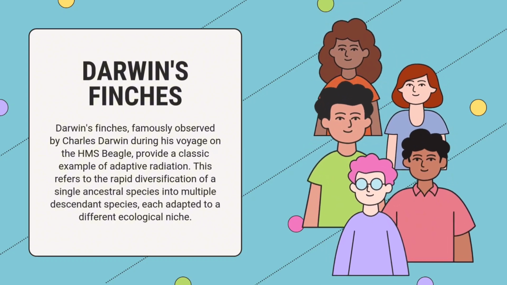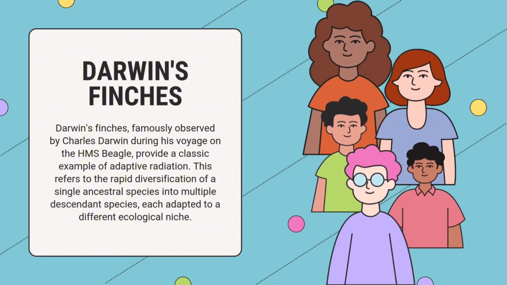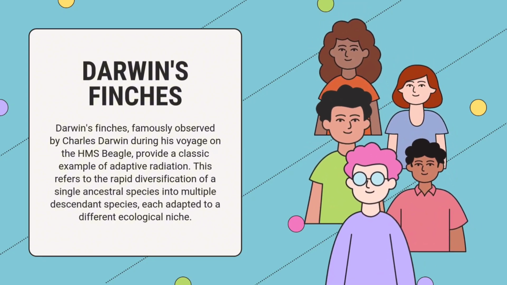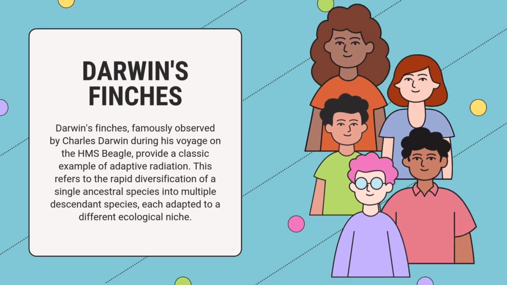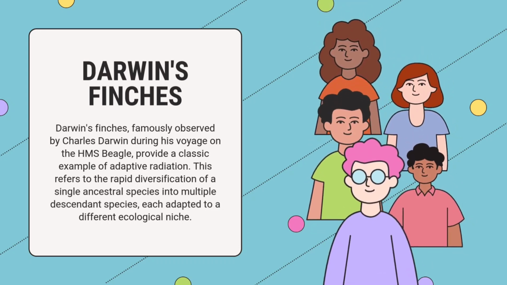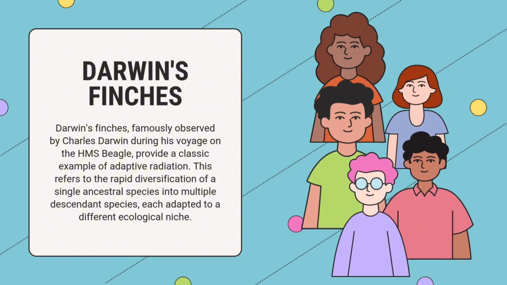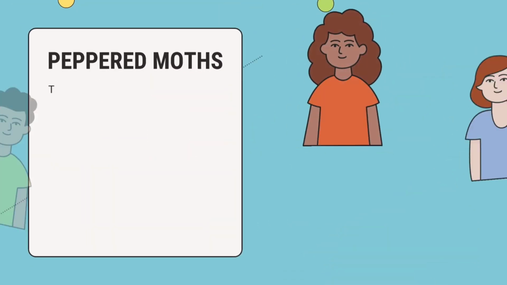To summarize, Darwin's finches show different beak shapes on the Galapagos Islands, evolved to exploit different food sources, showcasing adaptive radiation. So the next part is peppered moths.